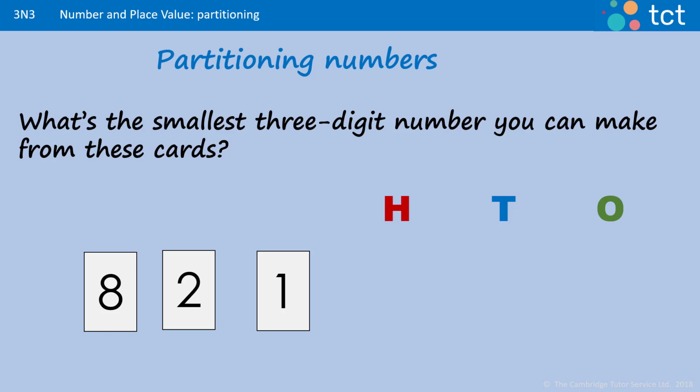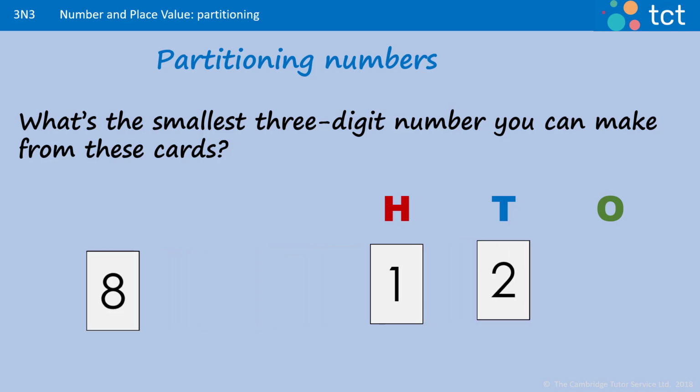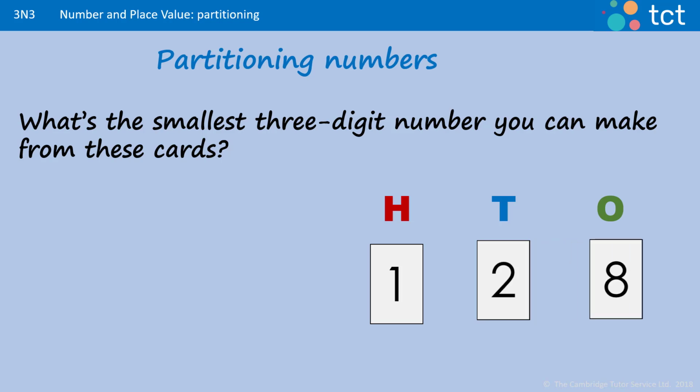We need the smallest value digit in the highest place value column, so the 1 will go in the hundreds. Now we need the next smallest value digit to go in the tens column, so the 2 will go in the tens, and finally the highest digit is 8, so that will go in the ones. The smallest number we could make with those 3 digits is 128.